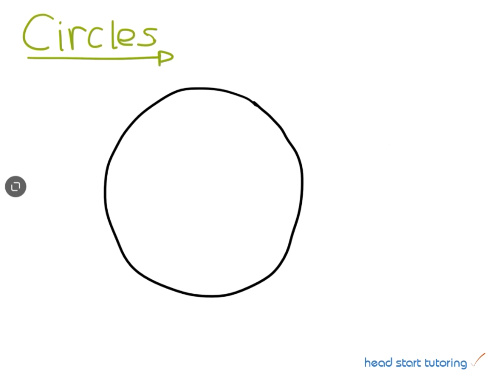Right, we are going to be having a look at circles. We are going to name the different parts of circles. So if we have a look at this particular circle, the part of the circle that I have already drawn is called its circumference.